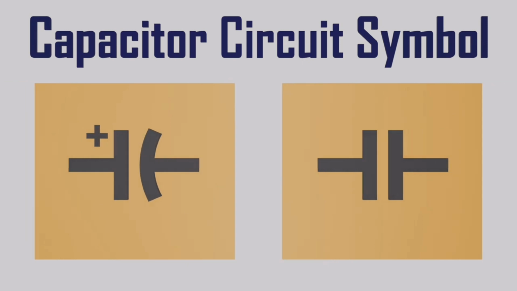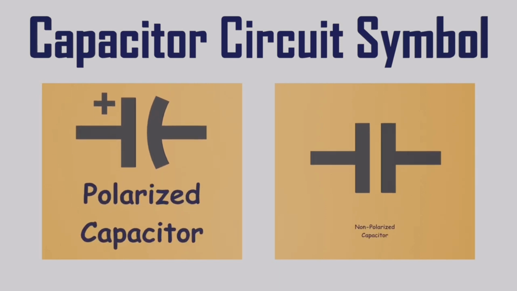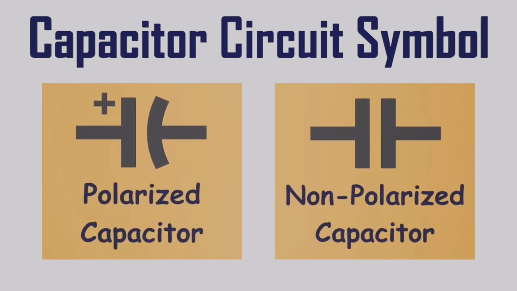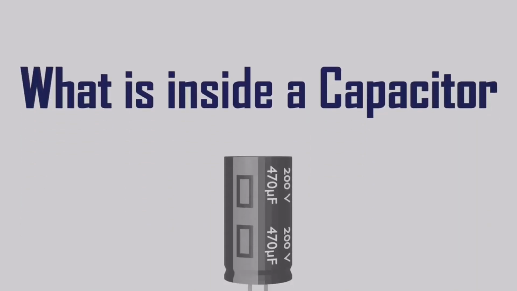The capacitor symbol has two parallel lines, either flat or curved, representing how the capacitor is made. A curved line indicates it's polarized, likely an electrolytic capacitor. If the symbol lacks polarity indication, it's likely a non-polar capacitor. Let's explore the internal components of a capacitor.